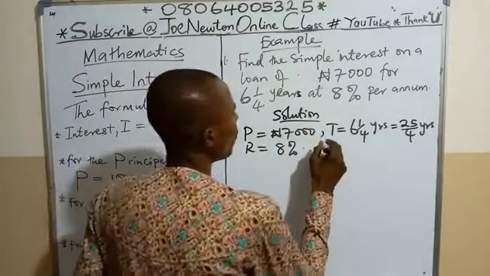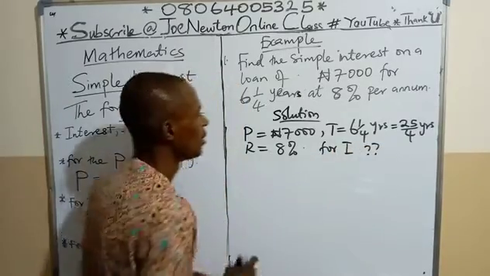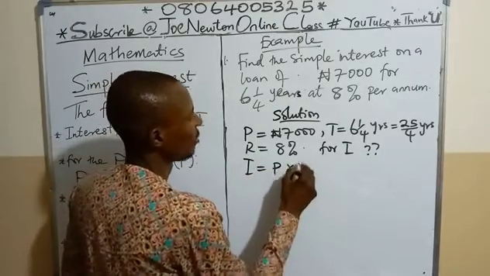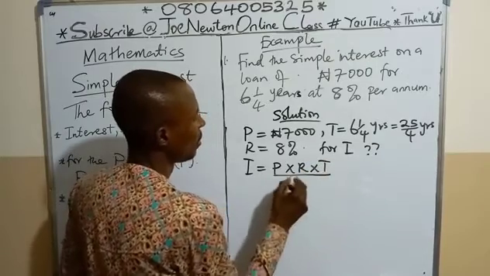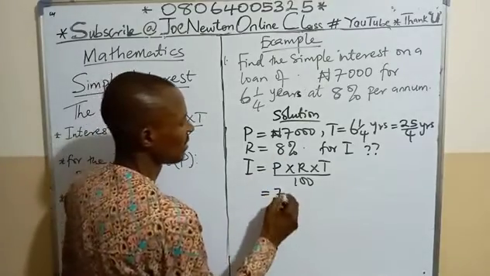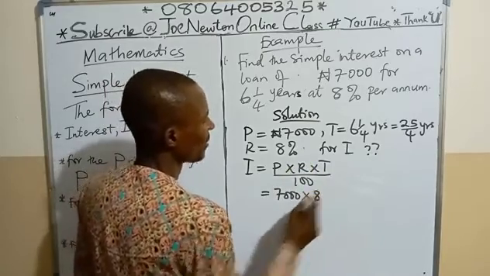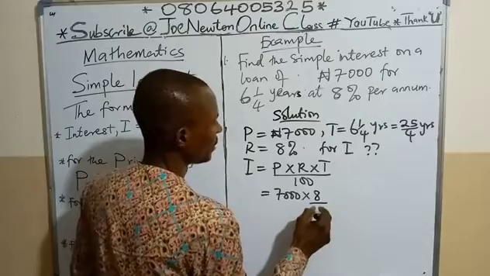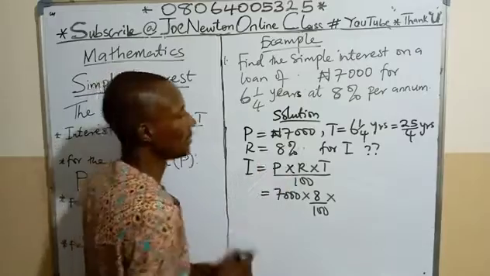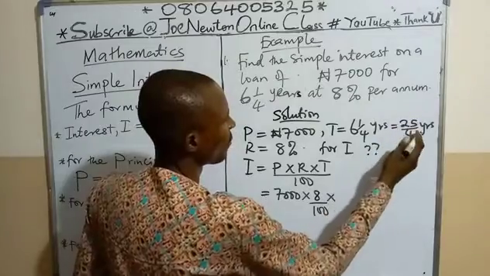What are we looking for? We are looking for the interest. That's our question mark. So by formula, the simple interest equals the principal times the rate times the time, all over 100. Quickly, that will give us the principal 7,000 times the rate, 8%, then that is over 100 times, you see where the 100 comes from? That is from percentage. That's the 100 in the formula. Then times the time. The time here is 25/4 years.